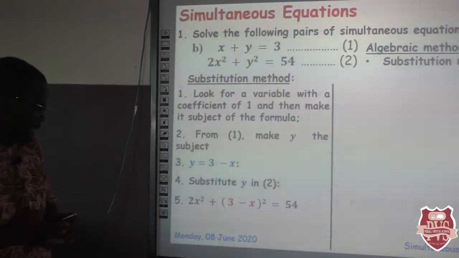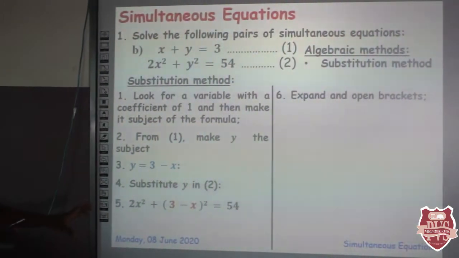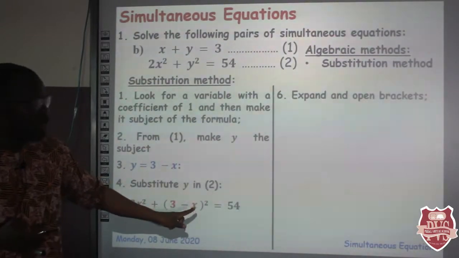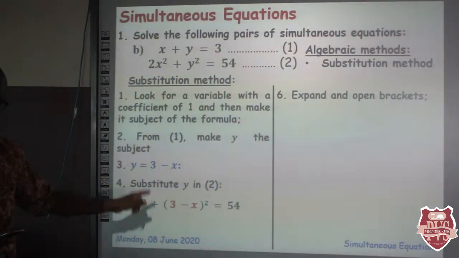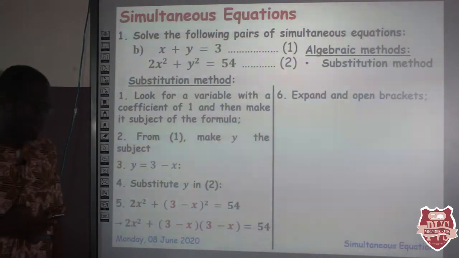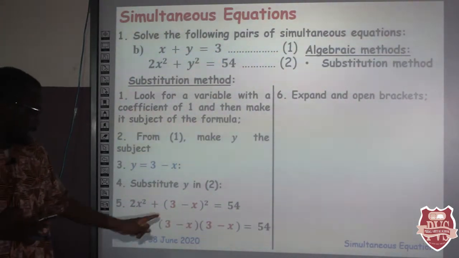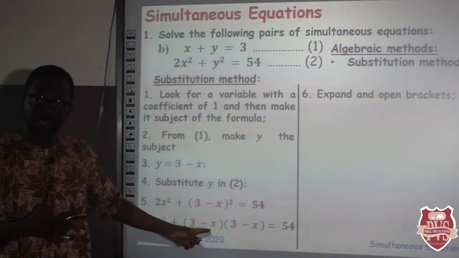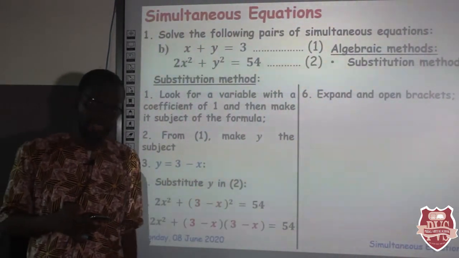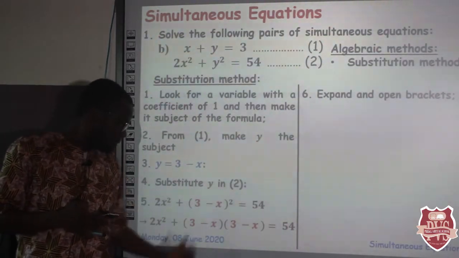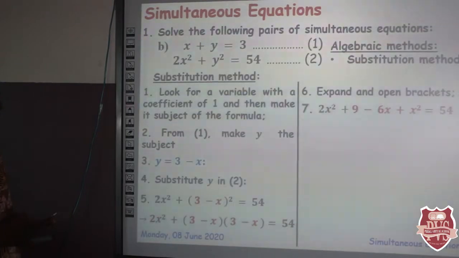Okay, so you expand the bracket, so you have the 3 minus x all squared. You have to expand and open the brackets there. So when you open the brackets there, you have 2x squared. Now the 3 minus x all squared is the same as 3 minus x times 3 minus x. So we need to expand that. We need to open the brackets. And how do we do that?